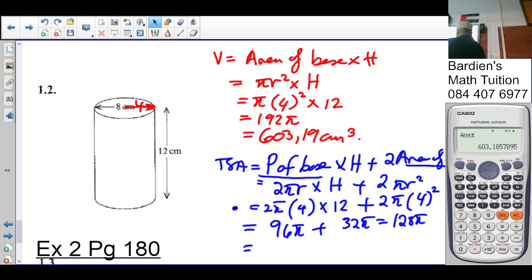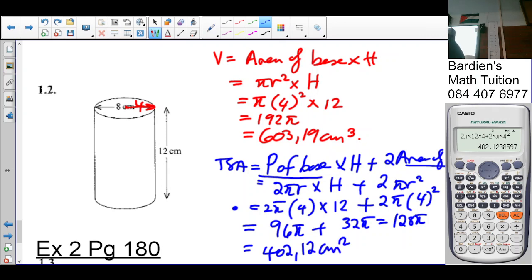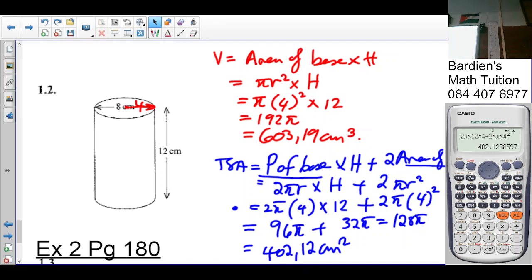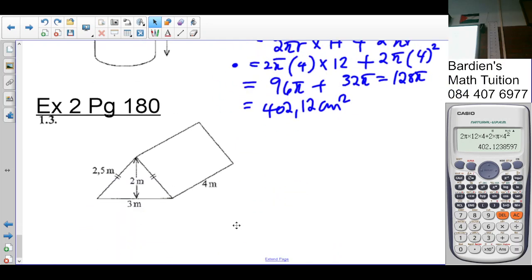So it's going to be, let me just check, it's 2 pi times 12 times 4 plus 2 times pi times 4 squared. 128 pi is 402.12 centimeters squared. Okay. Any confusion? Next one.